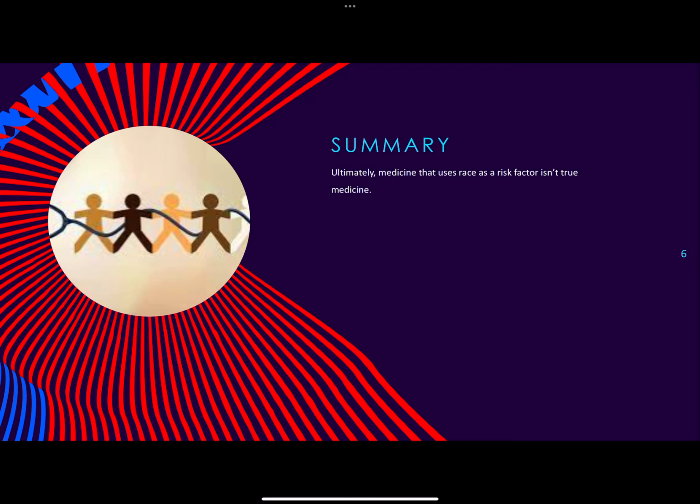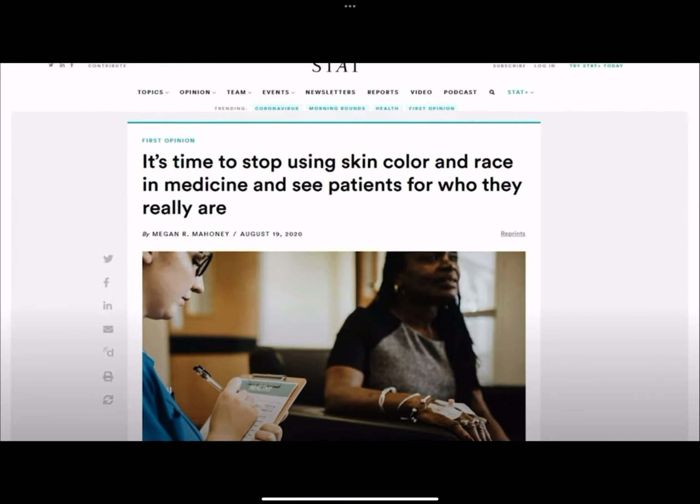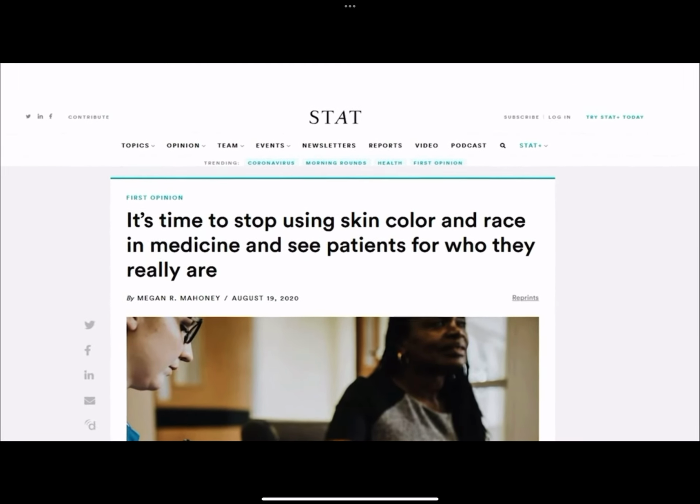Oxford Dictionary defines medicine as the science or practice of the diagnosis, treatment, and prevention of disease. There is no scientific validity to say that the color of one's skin affects their genes. Because race is a social construction, it should not be used as a medical risk factor, because it is a false biological predictor of disease processes. That is why medicine that uses race as a risk factor isn't true medicine. It's time to stop using skin color and race in medicine.